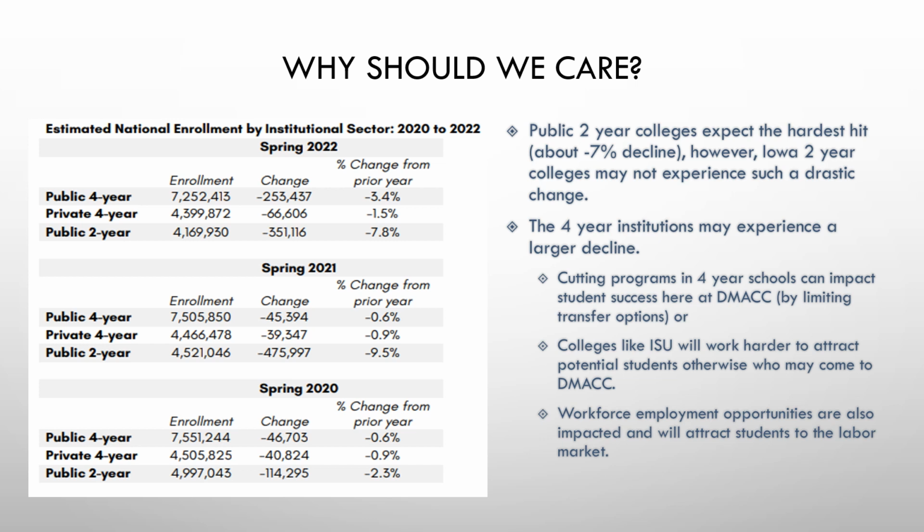Four-year institutions may cut programs when their budgets decline. This could impact DMACC students by limiting transfer options. Some of Iowa's biggest four-year institutions traditionally recruit out-of-state students from one of the hardest hit states, Illinois. Illinois is predicted to see a decline of 25% in its college-age students by the end of the decade. Iowa State, Iowa, Drake, and others will work harder to attract potential students from in-state when their out-of-state pipeline dries up.